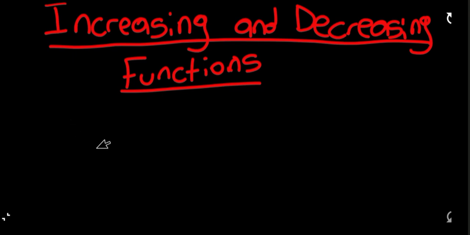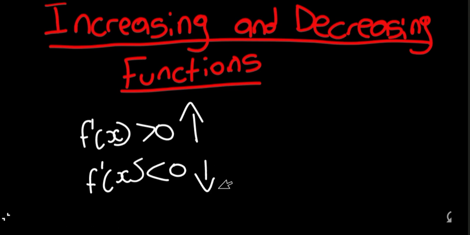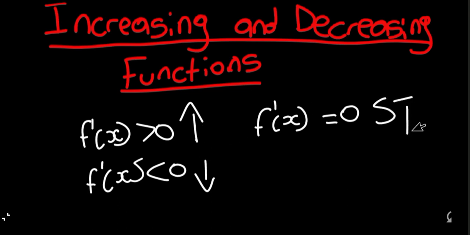Now, to determine whether or not the function is increasing or decreasing, you simply check the first derivative. If the first derivative is greater than 0, then the function is increasing. If the first derivative is smaller than 0, then the function is decreasing. If the first derivative is exactly equal to 0, we cannot make any conclusion about whether the function is decreasing or increasing. Instead, we get a point called a stationary point.